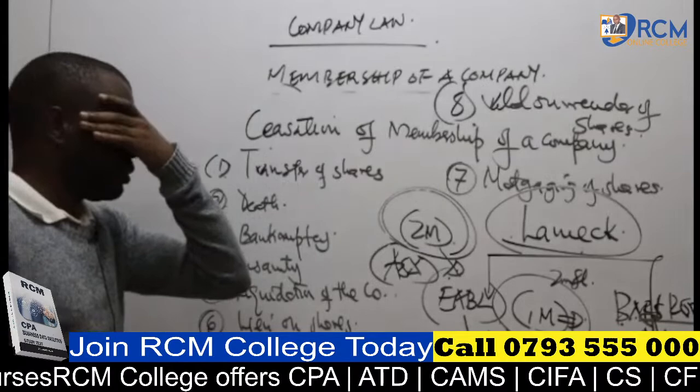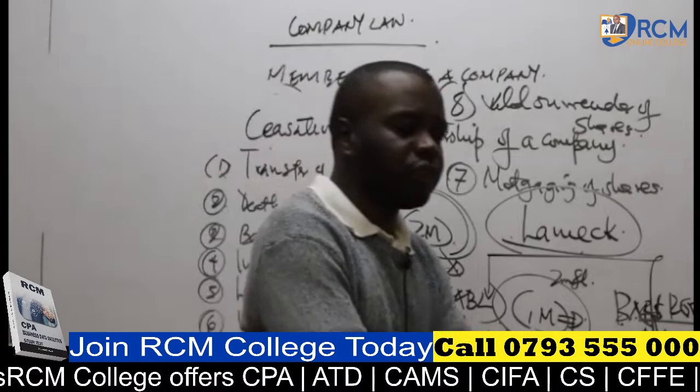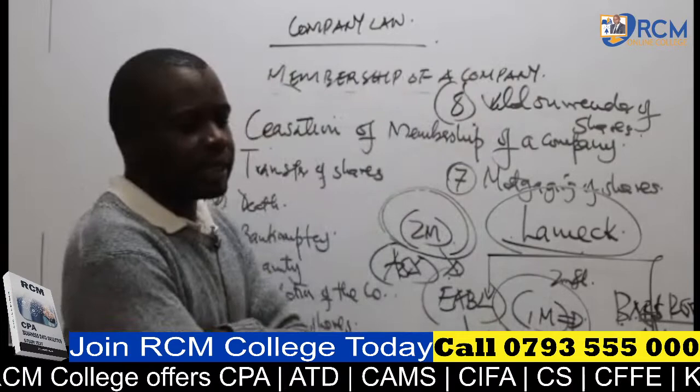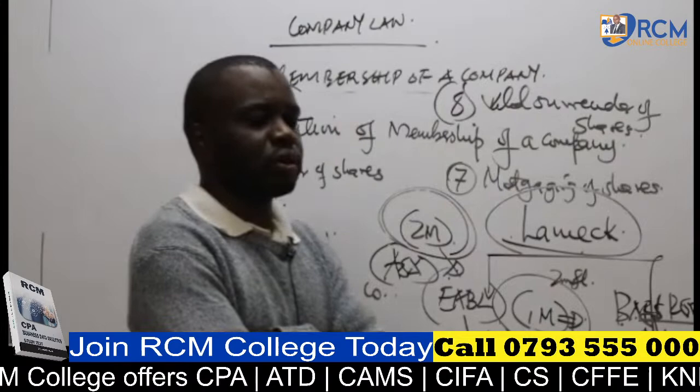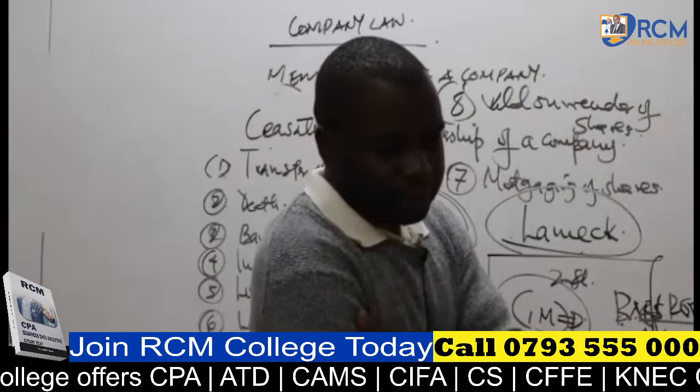So those are the ways of how a person can cease to be a member of the company. So surely, if they ask you to just mention 5, then they put their 5 marks, or they ask you to mention 5 and explain and they put their 10 marks. Utakosa kupepeta iyo swali in an exam situation because we've mentioned like 8 of them and we've explained properly.